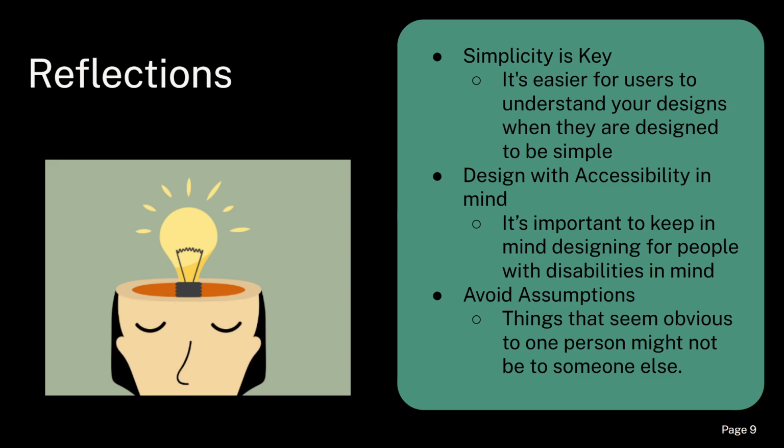It's also good to design with accessibility in mind. This is a mistake I made when I was first designing it. I found that it's important to keep differently abled people in mind when you're designing something, so you don't have to go back later and modify what you already have to better fit those people. Something else is to avoid assumptions. This is another thing that I still struggle with because some things that seem obvious to me don't necessarily seem obvious to other people, and it's good to keep that in mind when you're making designs.